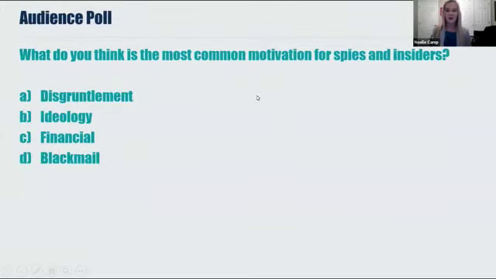Next, I'm going to talk about motivations. So I'm going to give you the opportunity to guess what you think the most common motivation is for spies and insiders. And then I'll share with you what we actually found in our results.